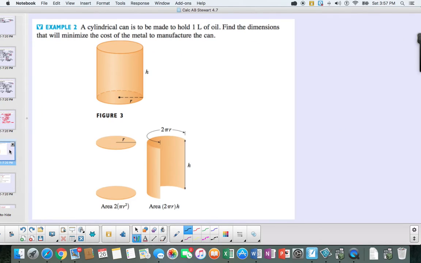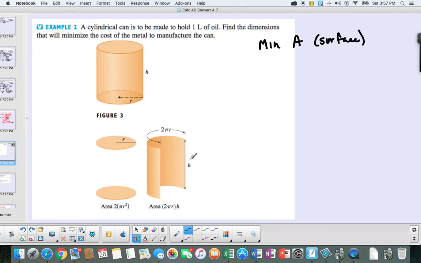Okay, the next one is a cylindrical can that can hold 1 liter of oil. Find the dimensions that'll minimize the cost of the metal to manufacture the can. So it's really asking for the minimum surface area. So that's what we're trying to find, the minimum area, but in this case it's the surface.